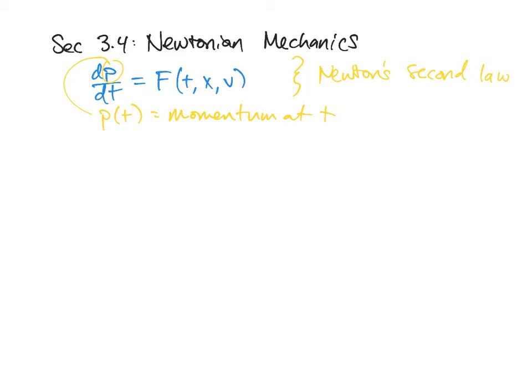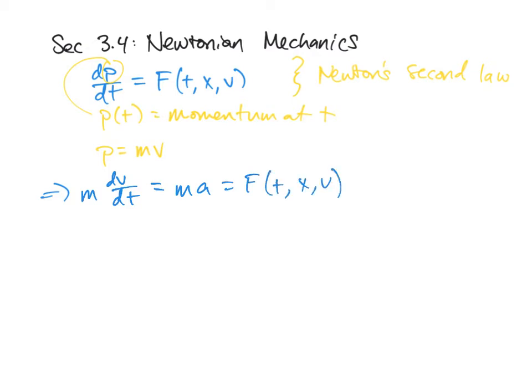Now the momentum P is the mass of the body times its velocity. And so we can write that like P equals mass times velocity. And so if we sub that in, we get, since mass is a constant, m dv/dt equals, we can also write this as mass times acceleration, and this equals our forces. And here a(t) equals x double prime(t) is the acceleration.